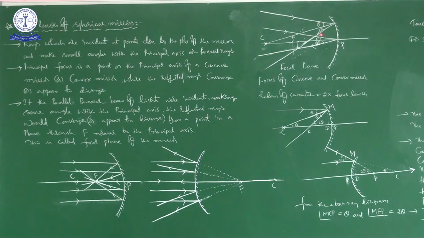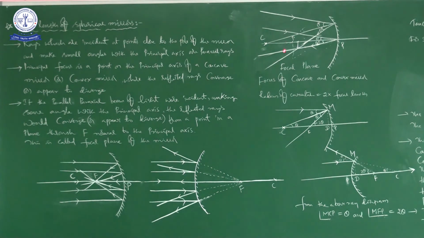In the last class I told you, I am repeating once again. So here the line joining from center of curvature to the point of incidence is the normal to that point of incidence. So here angle of incidence is equal to angle of reflection. So if it is theta dash, it means this is also theta dash.